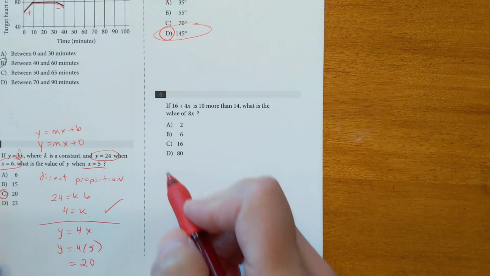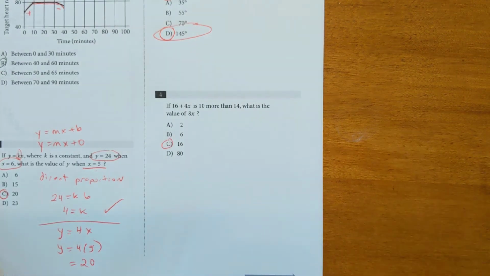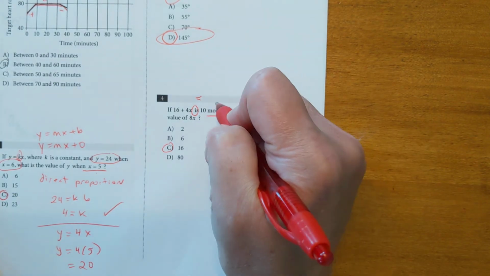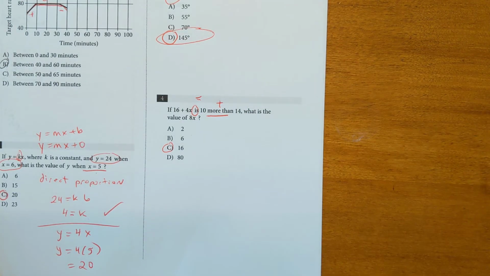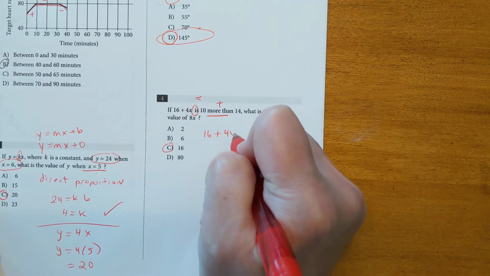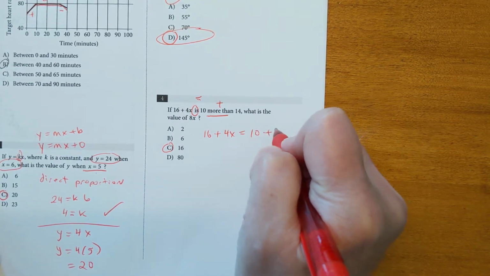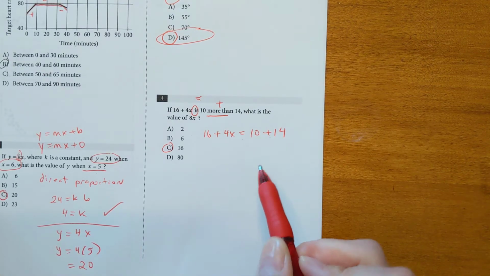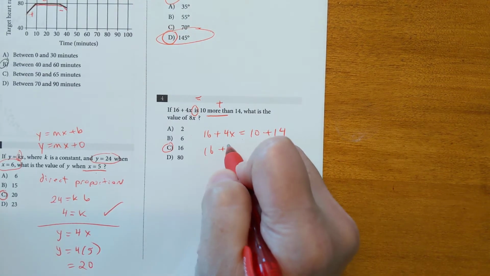Okay, you should have had C. I kind of blew it there when I read it. The word "is" means equals. "More than" means plus. So you can make a flashcard with that if you wanted. So that's saying that 16 plus 4x equals 10 more than 14. "Is more than." And so you've got yourself an equation there to solve.